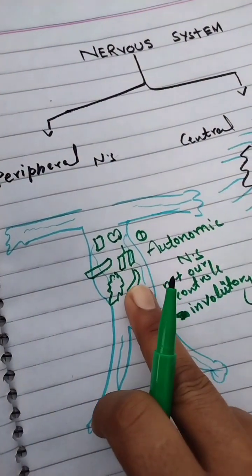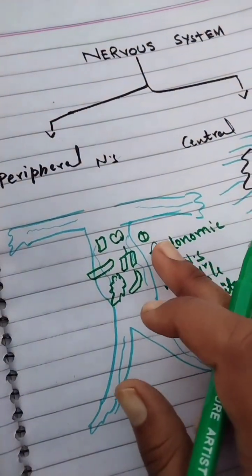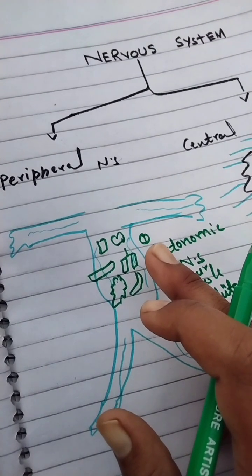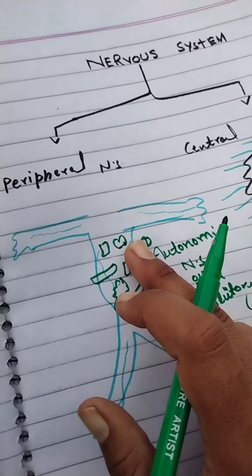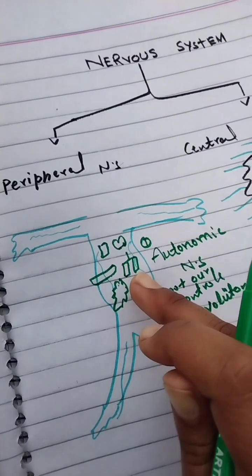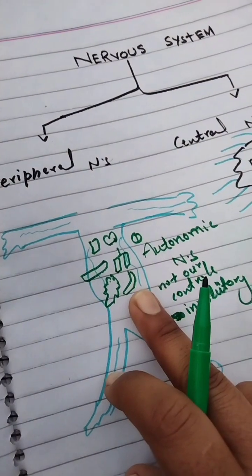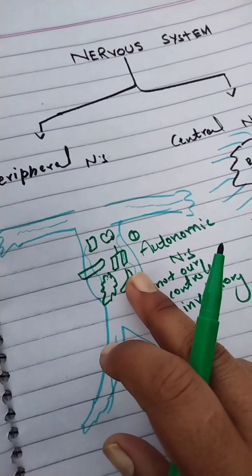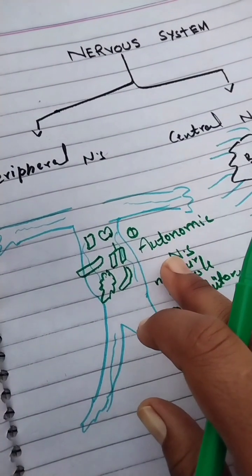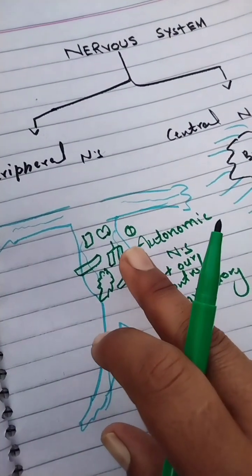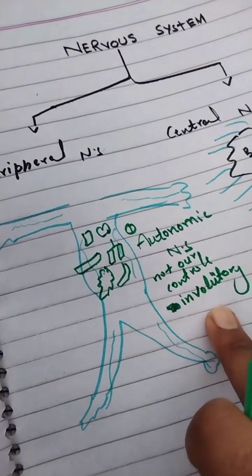We cannot digest our food according to our desire. We cannot respirate according to our desire. We cannot pump blood according to our desire. We cannot store food according to our desire. So this visceral organ function is controlled by the autonomic nervous system. Autonomic means the function is performed automatically by these visceral organs, not in our control, involuntary.